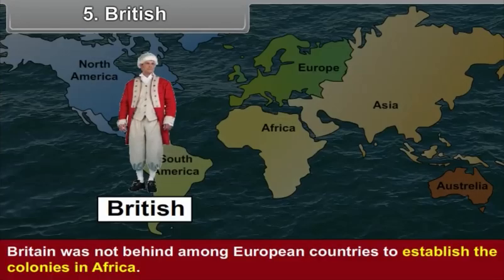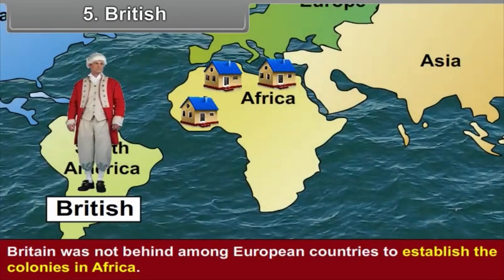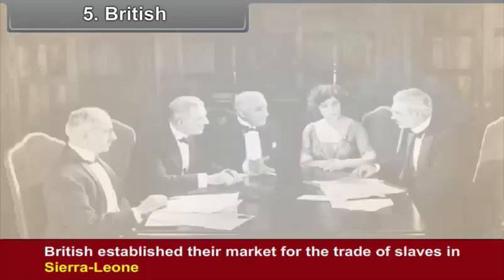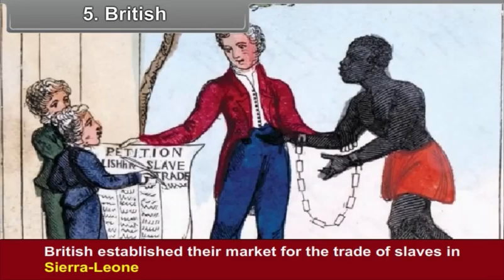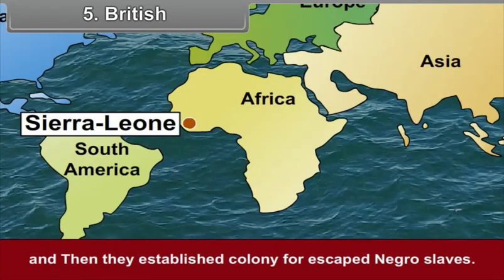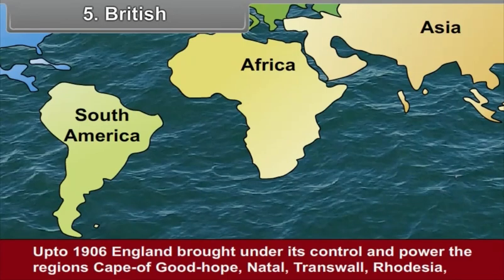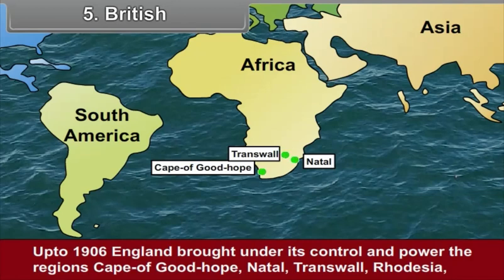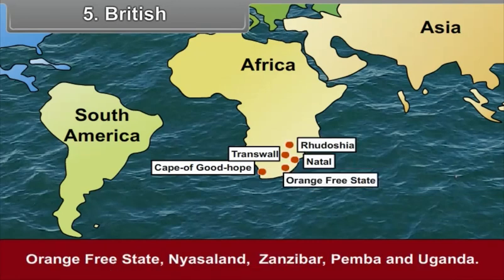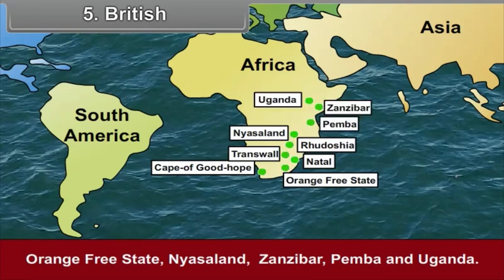Fifth, British. Britain was not behind among European countries in establishing colonies in Africa. The British established their market for the trade of slaves in Sierra Leone, and then they established a colony for escaped Negro slaves. Up to 1906, England brought under its control and power the regions Cape of Good Hope, Natal, Transvaal, Rhodesia, Orange Free State, Nyasaland, Zanzibar, Pemba and Uganda.